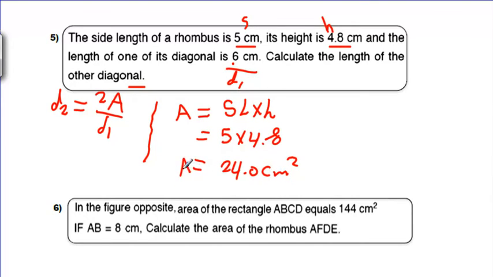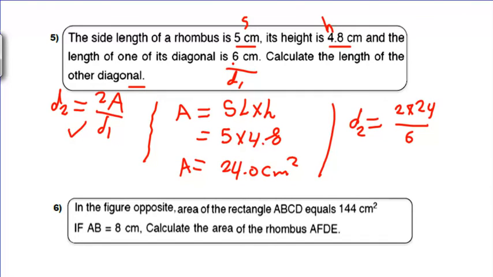This is the area, but I want the diagonal, so I will write the rule of the diagonal. 2A divided by D1. So D2 will be equal to 2 times 24 divided by D1. D1 equals what? Yes, D1 equals 6.